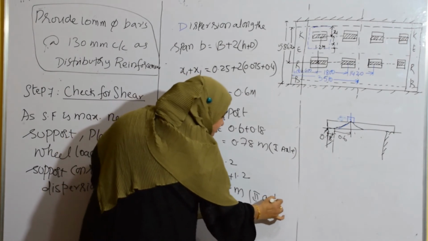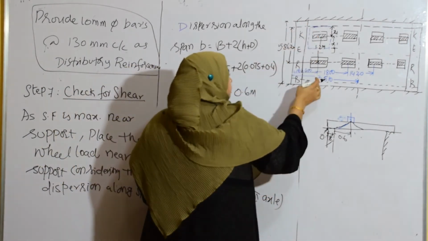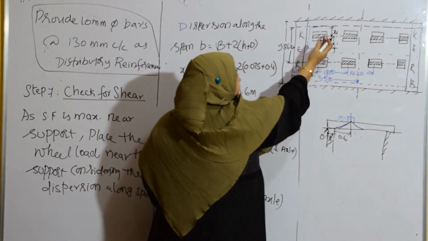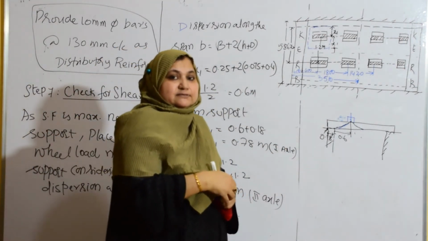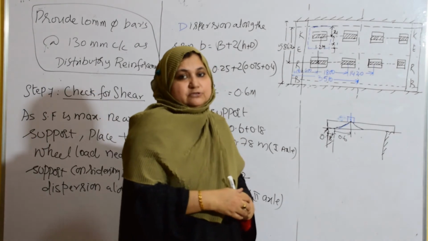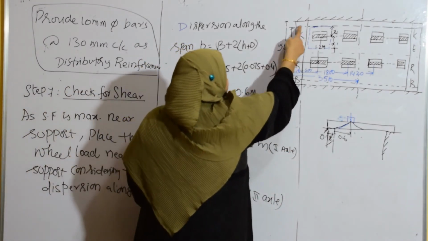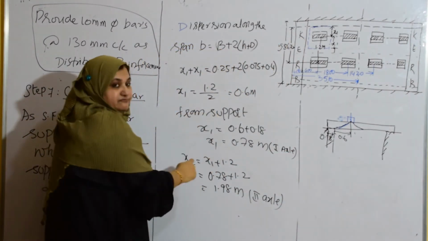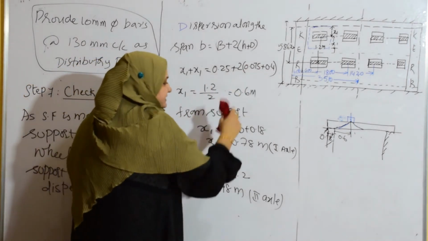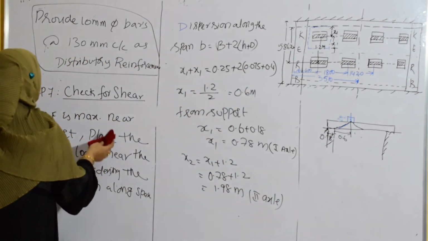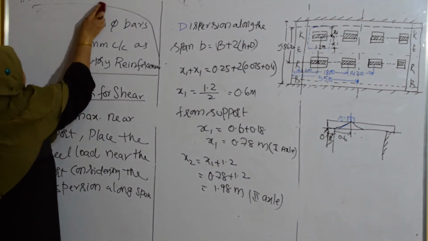From one support we have to take either this support or this support. I have taken this support, and I have placed the wheel axle in such a way that it is very near to the support. So the dispersion along the span is calculated like this. I am not going to erase this figure because I need it, so I will just come back here and continue from here.